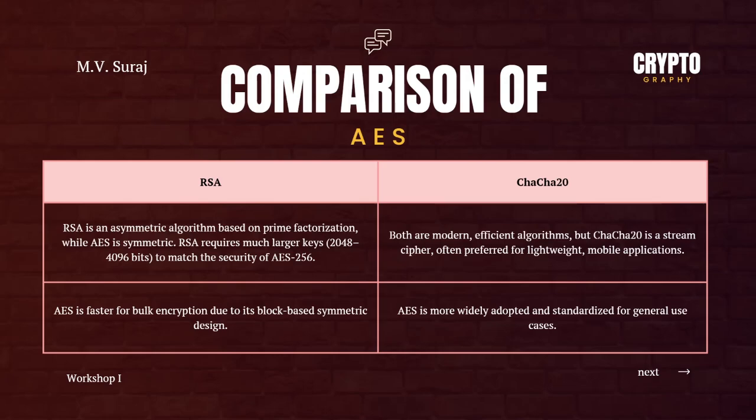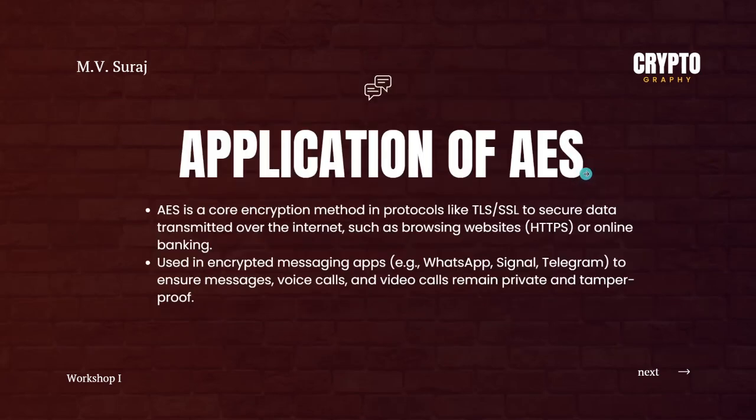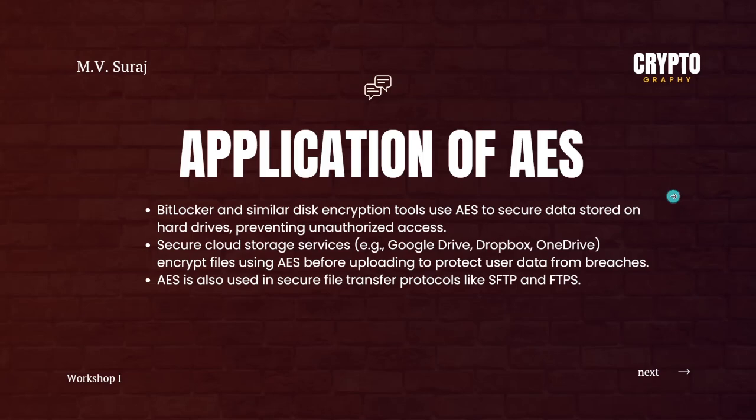For ChaCha20, both are modern and efficient algorithms, but ChaCha20 is a stream cipher often preferred for lightweight and mobile applications. AES is more widely adopted and standardized for general use cases. Application of AES: it is a core encryption method used in protocols like TLS or SSL to secure data transmitted over the internet, such as browsing websites, HTTPS, or online banking. It is used in encrypted messaging apps, WhatsApp, Signal, Telegram, to ensure messages, calls, or video calls remain private and tamper-proof.